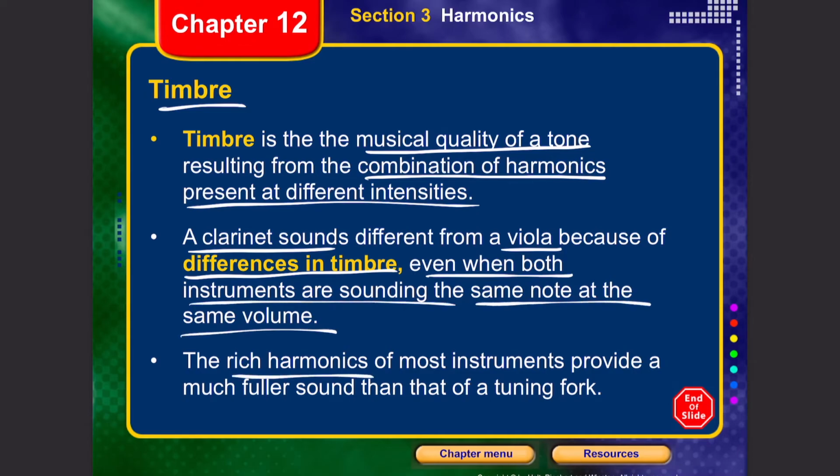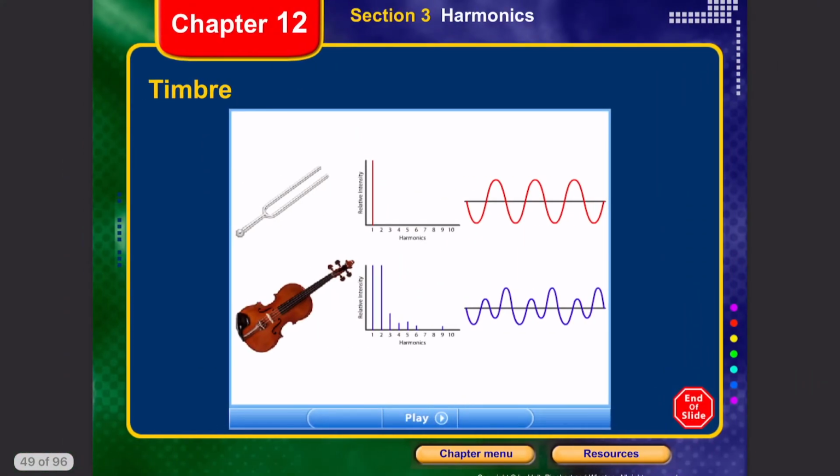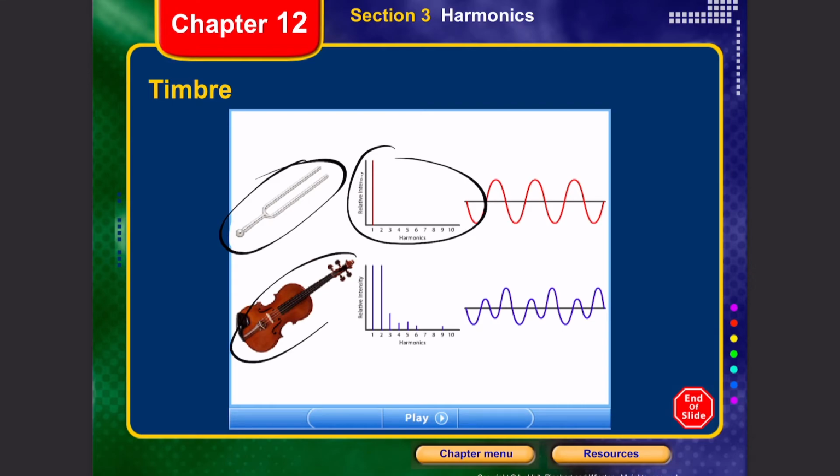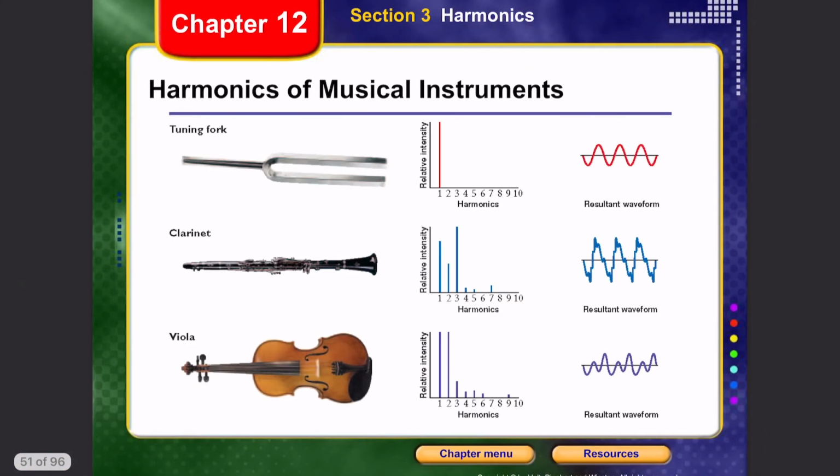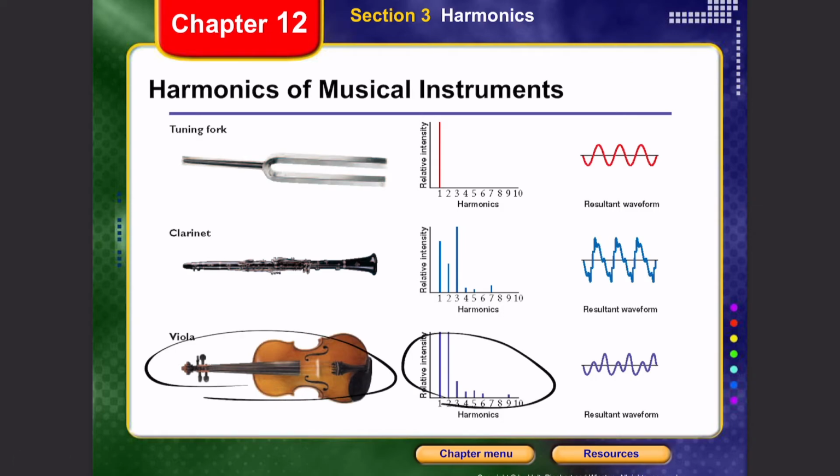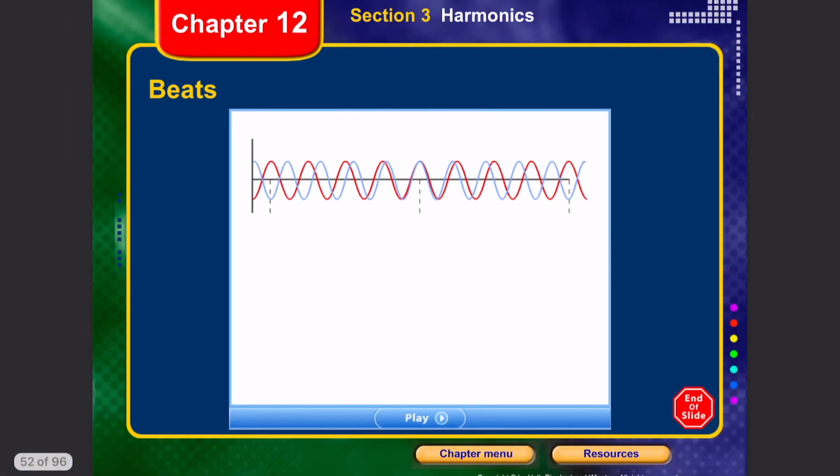So the rich harmonics of most musical instruments provide a much fuller sound than that of a tuning fork. For example, a tuning fork only produces one single harmonic frequency, which is the fundamental frequency, while a violin can produce about 7 or 8 different harmonics at the same time. So this is what the term timbre refers to. A viola gives you multiple harmonics, which results in a waveform that's much more mixed, which gives its distinct tone.